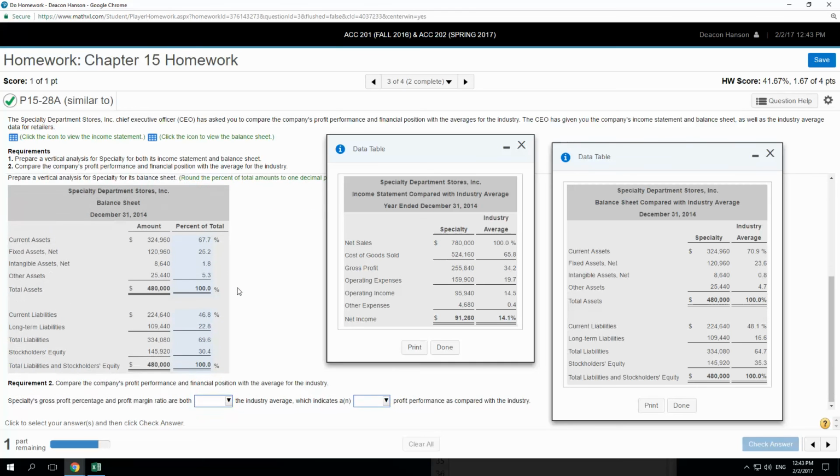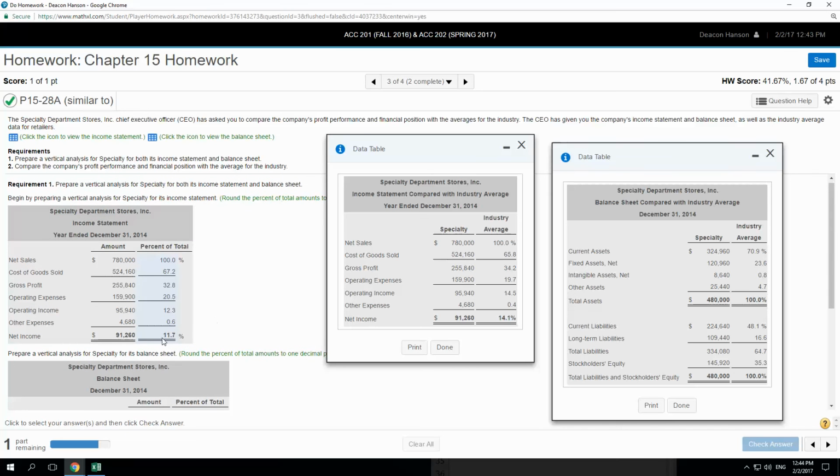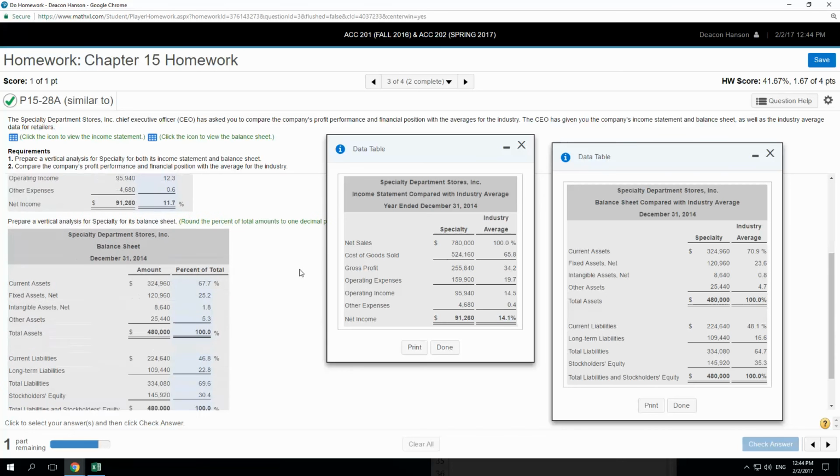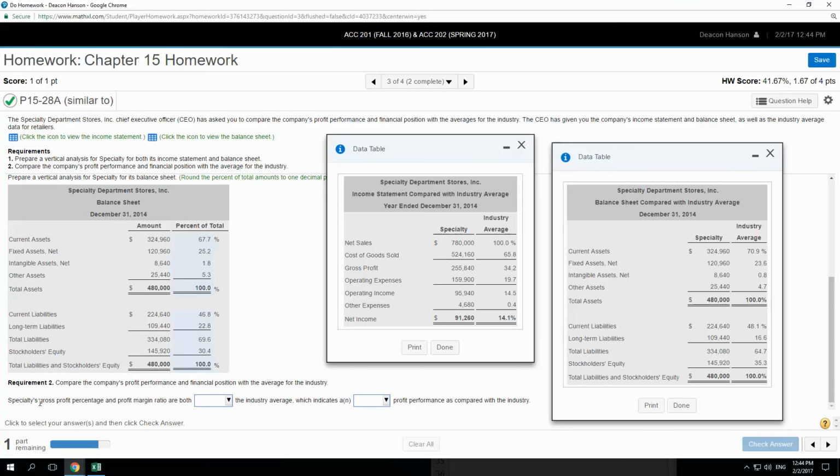Okay, and then profit margin is the very bottom line. So 11.7 compared to 14.1 for the industry. So we're less than the industry. Okay, so the company's gross profit percentage and profit margin ratio are both less than the industry average, which indicates an unfavorable result if you're using the industry as your benchmark.